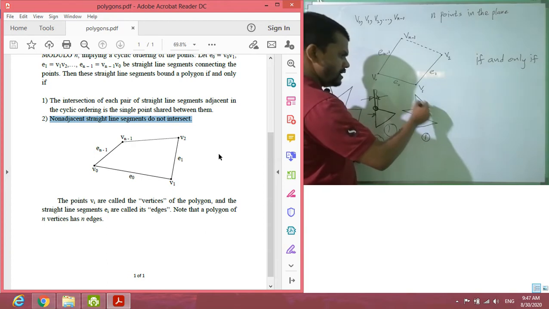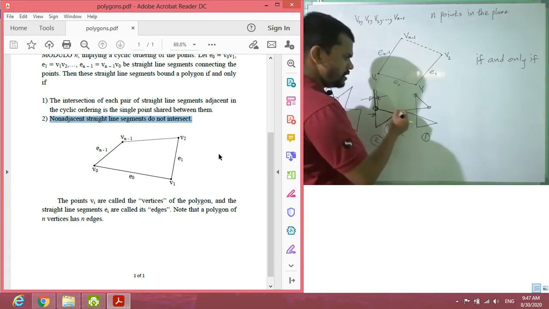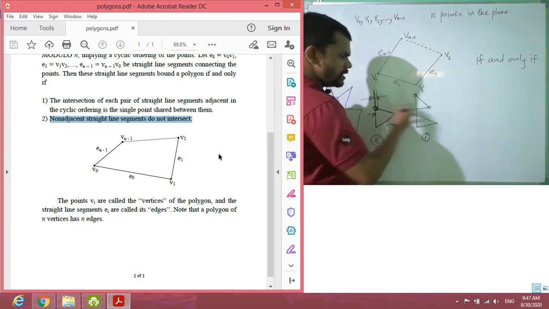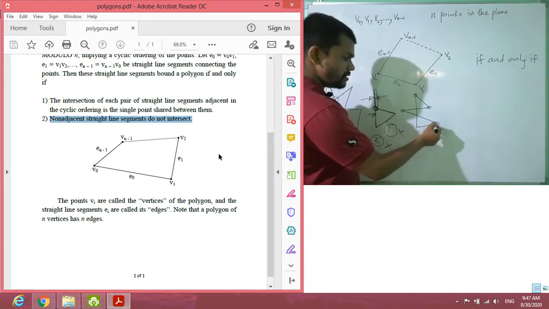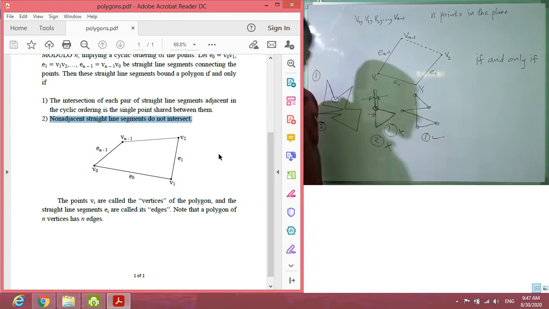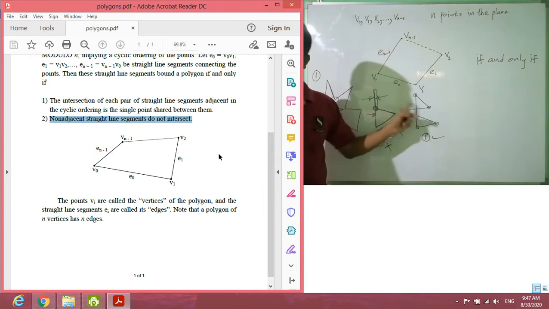This one and this one are adjacent, this is a single point. This one and this one adjacent, this is a single point. This one and this one adjacent, this is the single point shared between these two straight line segments. This one and this one, this single point shared. This one and this one, this single point. So for the first condition, this one is okay.